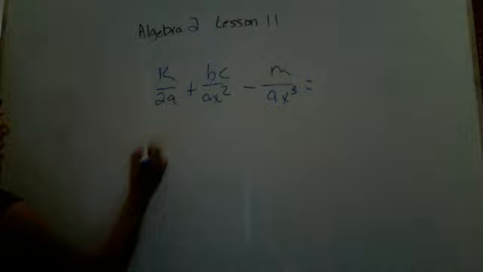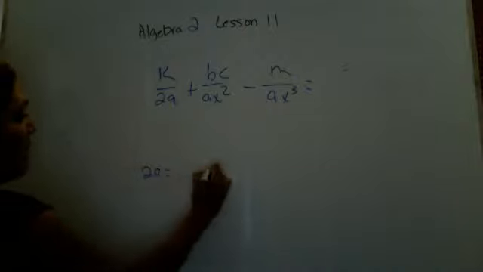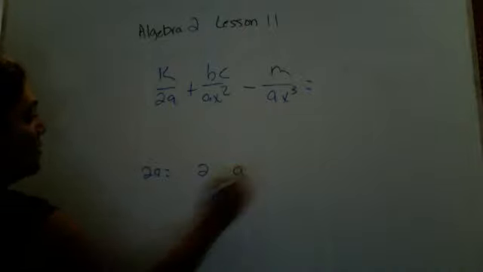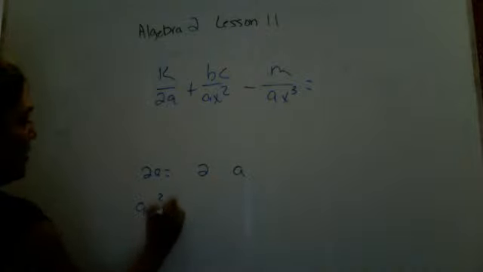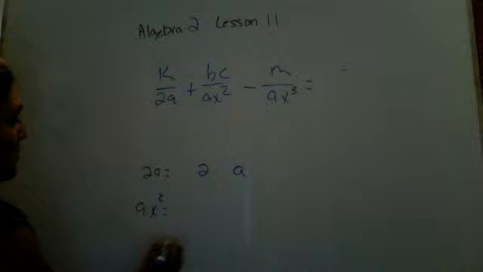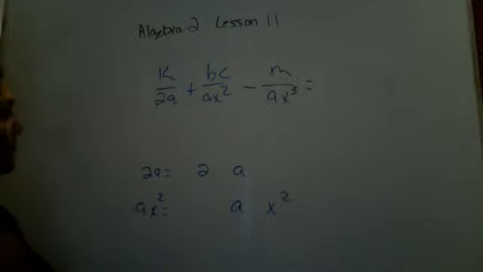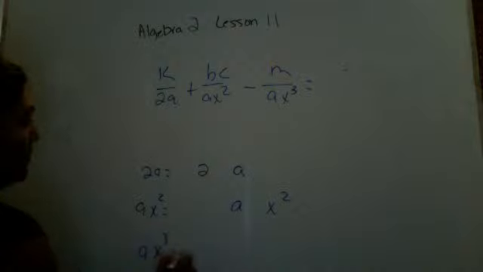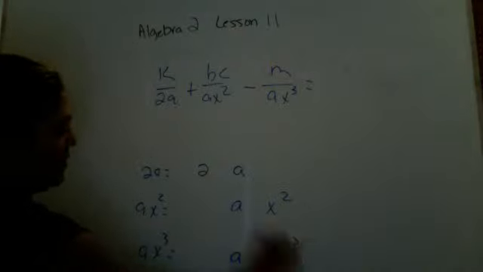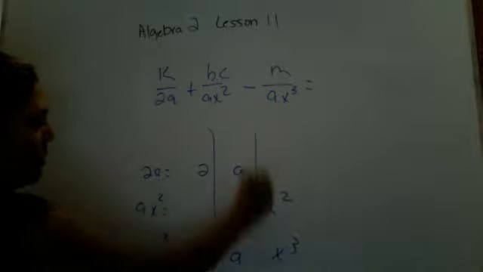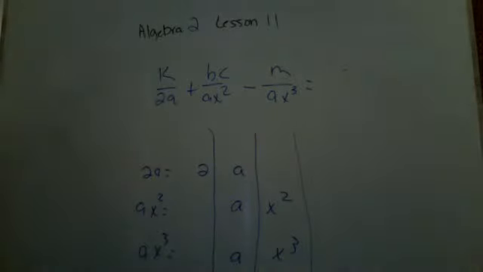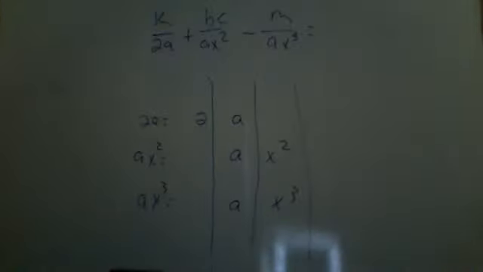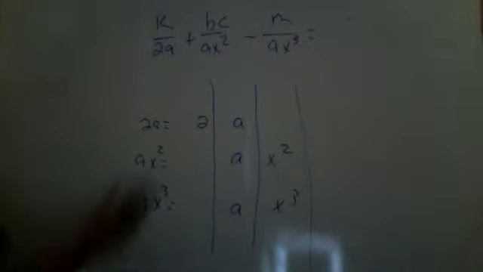Let's take the first denominator. It's 2a. By prime factorization, it's 2 times a. I take the next one and I put it in exponential form, equals a times x squared. The next one is a x cubed. And you see what I'm doing? I'm putting them in prime exponential form, and I am lining them up by the base.